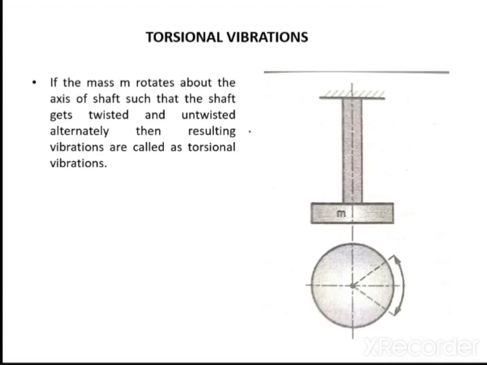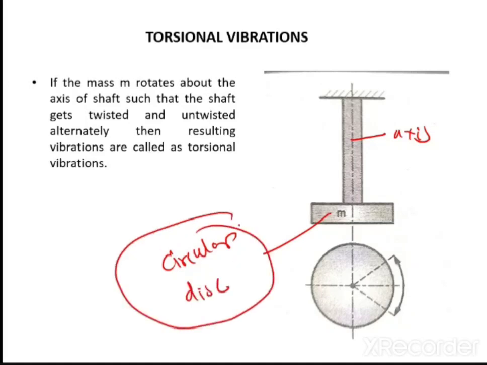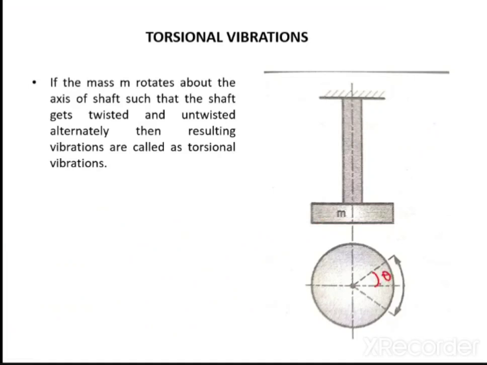There are two systems, linear and torsional. Now you have understood what is longitudinal. If the mass m rotates about the axis of shaft, let us say this is nothing but the axis of shaft. Now if the mass m rotates, let us say this mass m is a circular disc. It is not necessary that it should be a circular disc, but imagine that it is. If you twist the circular disc, meaning you give it a small angular displacement theta. You can see this is a small angular displacement theta.